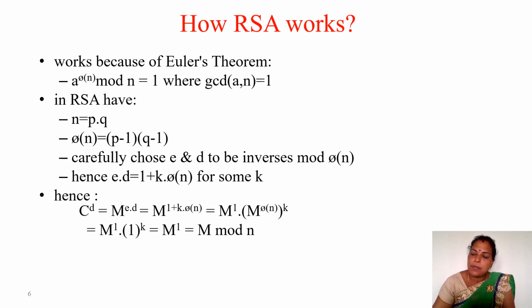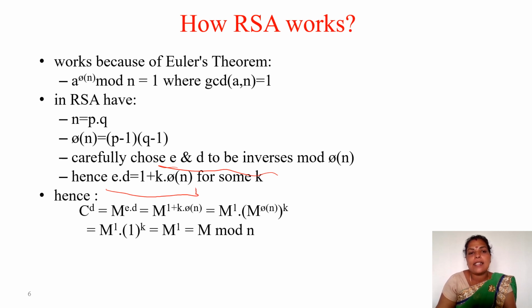And whatever steps we have discussed already, in RSA we are using this Euler's theorem. That is, we are computing n equal to P into Q, then we are computing φ(n) equal to P minus 1 into Q minus 1, then we are carefully choosing E and D to be inverses mod φ(n). That is very important, that E and D are inverses mod φ(n). So we are computing E into D equal to 1 plus K into φ(n) for some K.